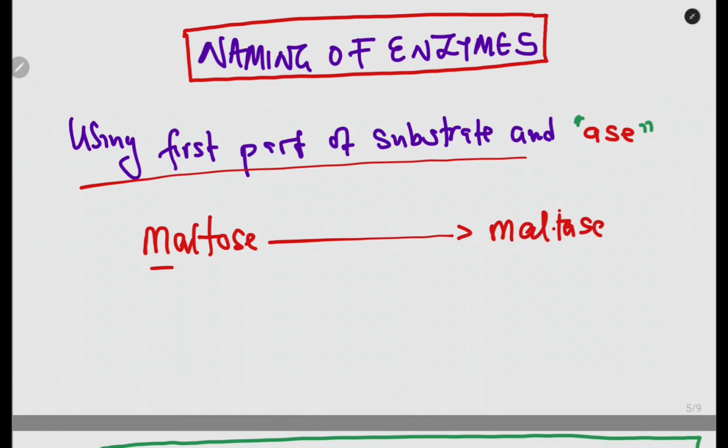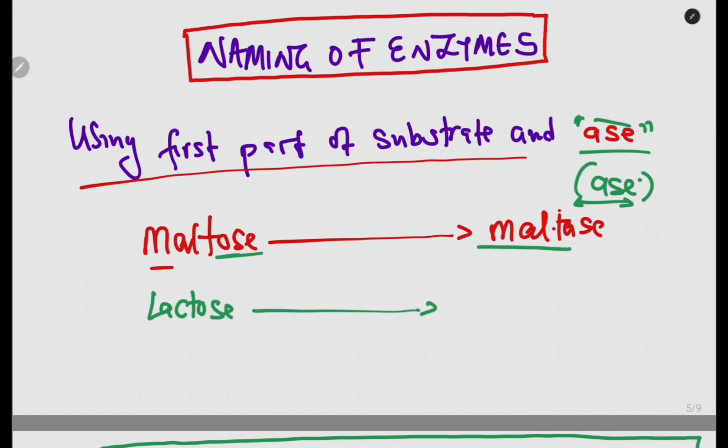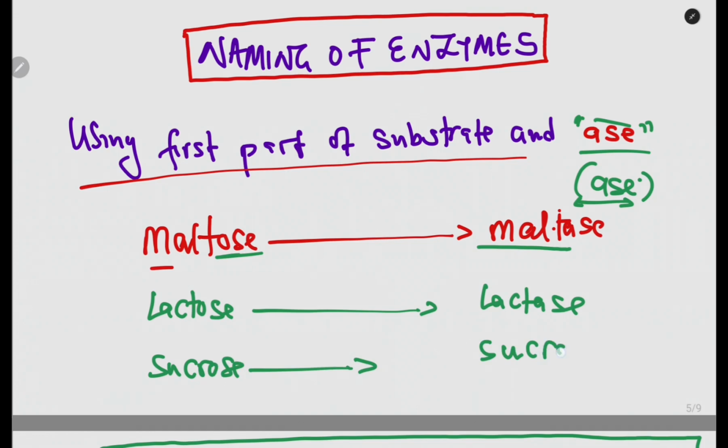Okay, maltase. So in naming of enzymes, the first part comes from the substrate, and the ending part, which is the ASE, makes it an enzyme. So maltose, maltase. So you add this three-letter ending. Another example is lactose. So lactose, you can guess the enzyme will be lactase. Then also we have sucrose. Sucrose, the name of the enzyme will be sucrase. Although not all enzymes are named this way, that is how most of the enzymes are named. Okay, so it's very important to understand this part.